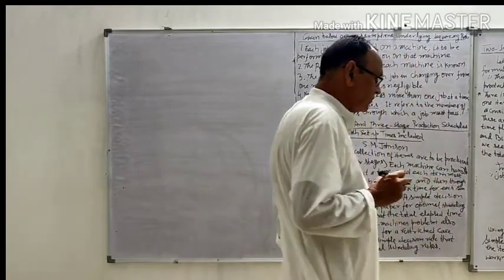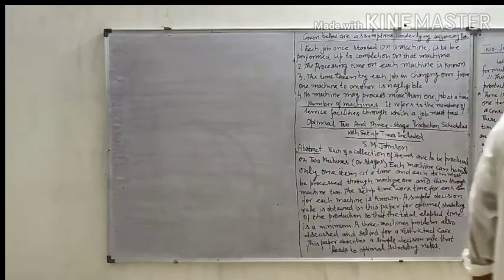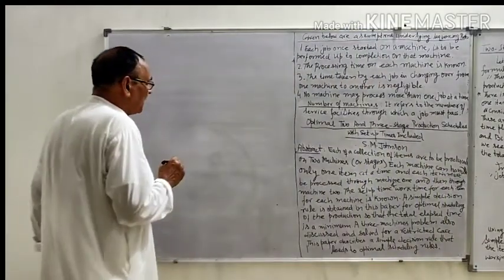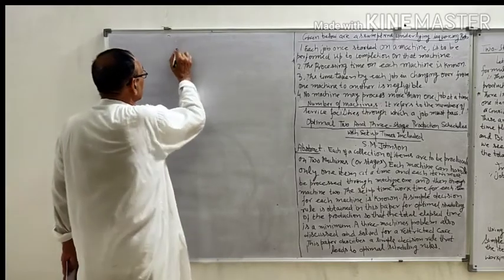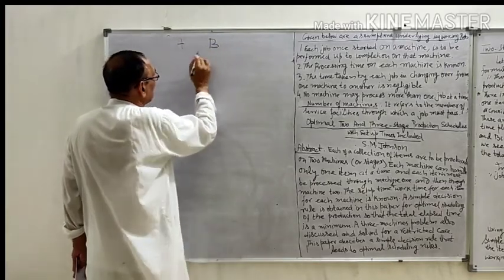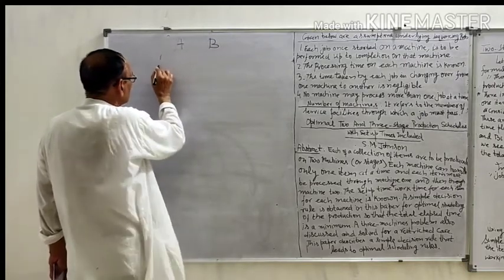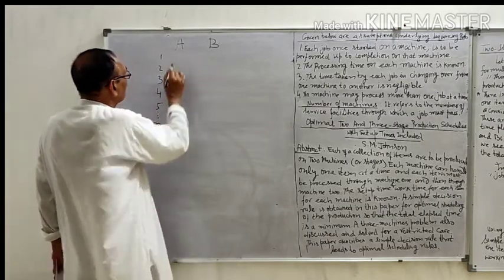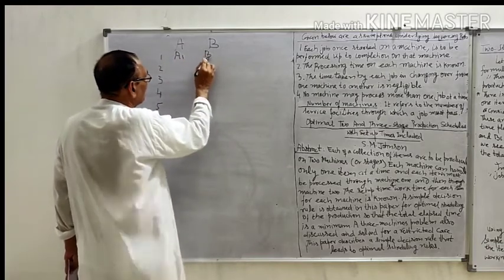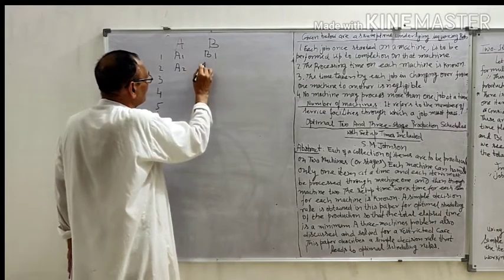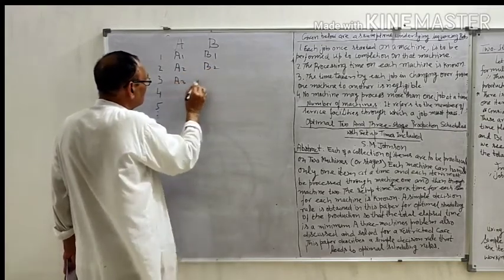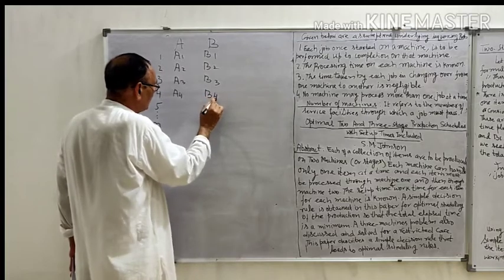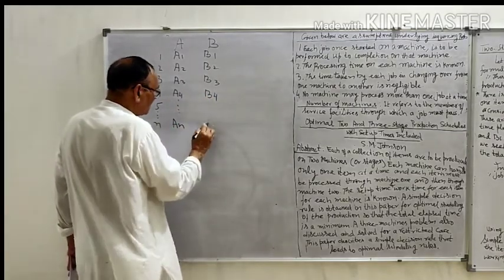Then in the first step you have to list all A's and B's, or the processing times of machine A and B, in two vertical columns, like this: A, B. Here jobs 1, 2, 3, 4, 5 and A1, B1, A2, B2, A3, B3, A4, B4 and so on, AN, BN.